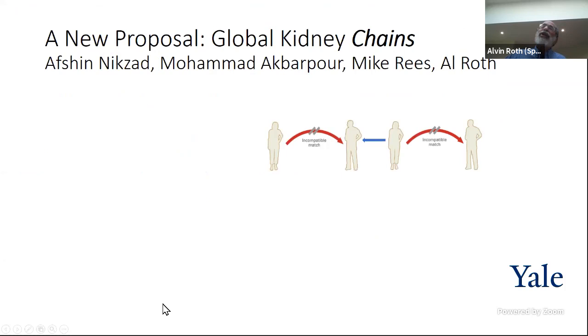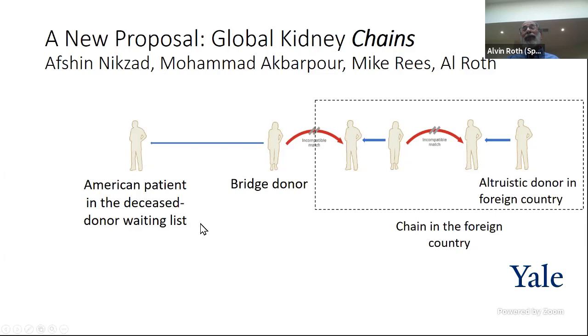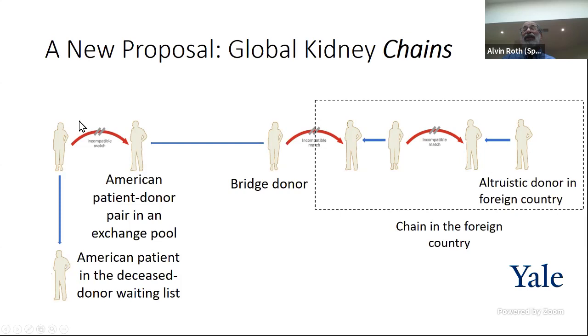But here's the latest thing we're talking about. Instead of having the foreign patient come to the US, we could start a chain that couldn't otherwise be funded in the Philippines, say, and then the last person in the chain could come to the US and either give to an American patient on the deceased donor waiting list or continue the chain with someone in the exchange pool, and that would eventually end. So we might be able to fund several transplants, a chain of transplants, say in the Philippines, that wouldn't otherwise be fundable, with the savings to the American healthcare system from the transplant or the chain that couldn't have been started without the last person in the chain from the Philippines coming to the US.